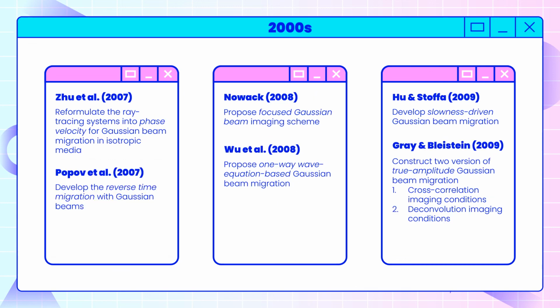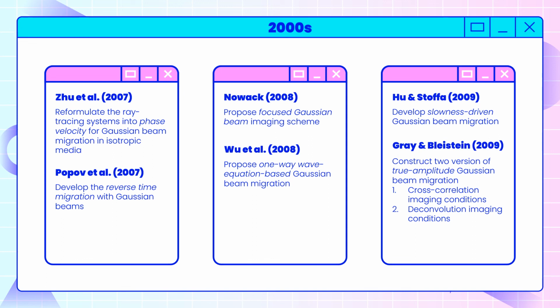Zhu et al. in 2007 reformulated the ray tracing system for anisotropic media in terms of phase velocity and extended the pre-stack Gaussian beam depth migration to general transversely isotropic media from that system. Popov et al. in 2007 developed reverse time migration with Gaussian beams, thus enabling target-oriented migration and multiprocessing of huge amounts of seismic data.